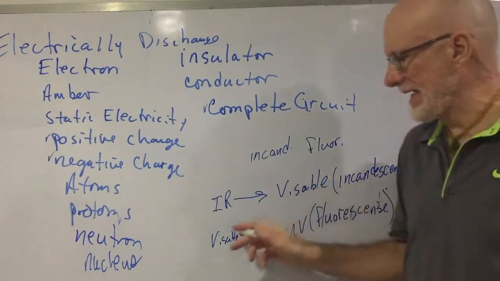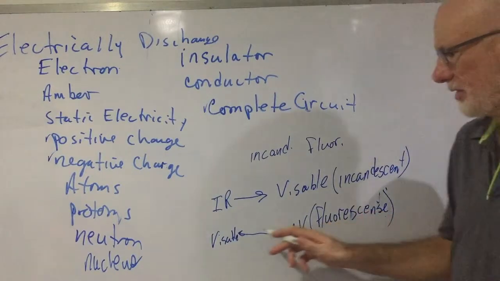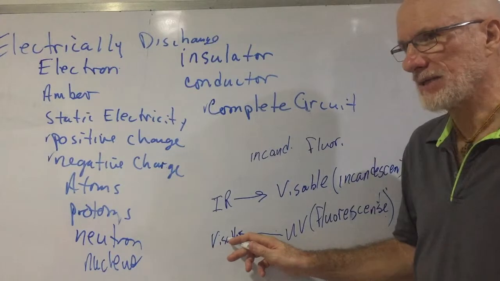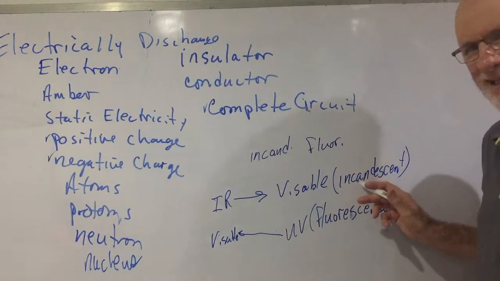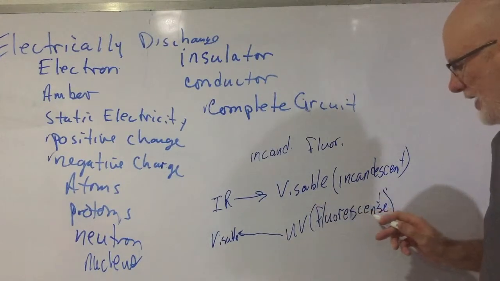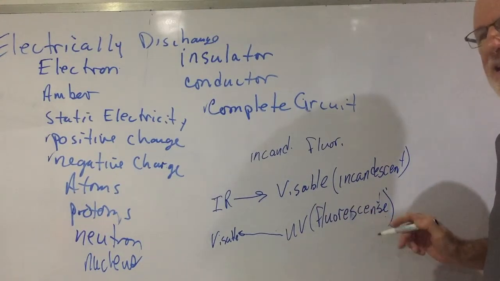Fluorescence and incandescence. Fluorescence is going from UV to visible light. And incandescence is going from infrared to visible light. How do you spell the end of fluorescence, though? Is it C-E or is it S-E?